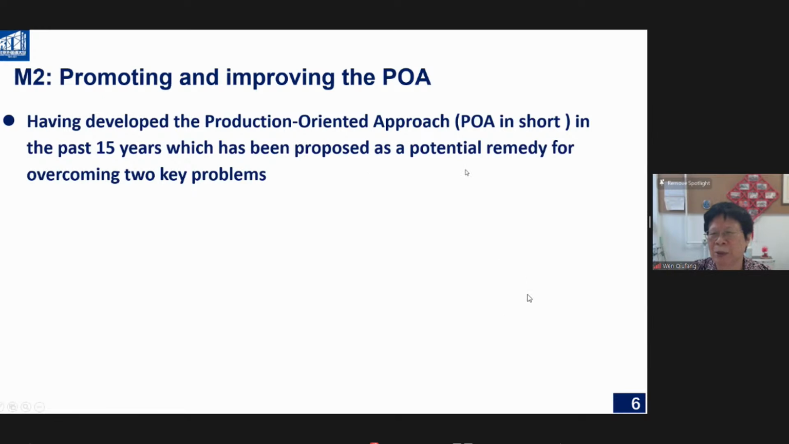proposed as a potential remedy for overcoming two key problems. Now, the first problem is separation of input from output. It means the teachers pay a lot of attention to receptive knowledge and skills, but do not give the students sufficient opportunity to practice their language skills and use them for genuine communication.